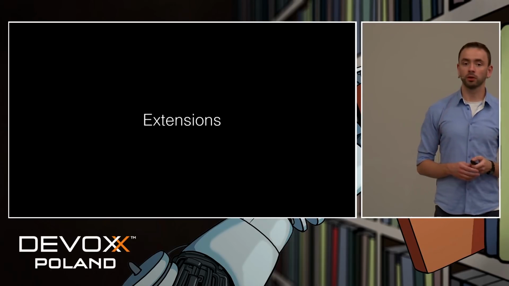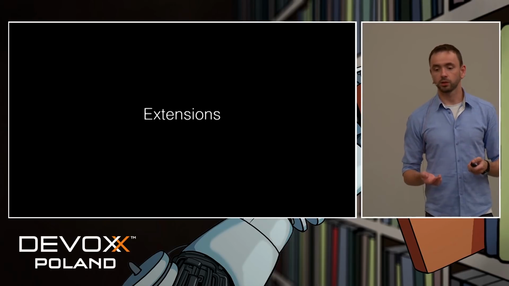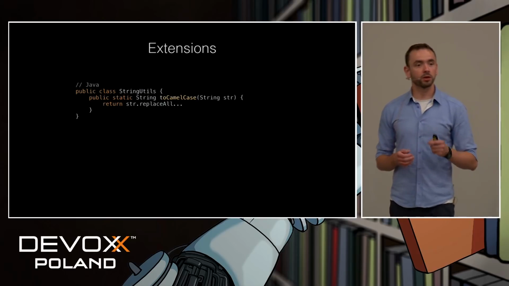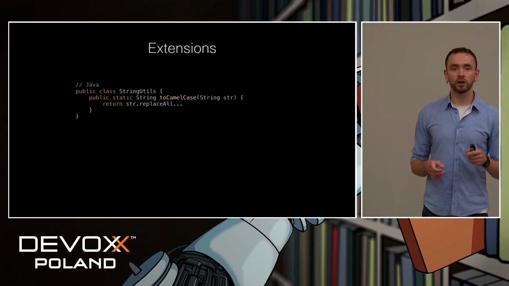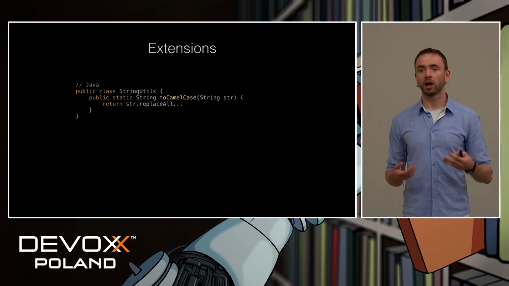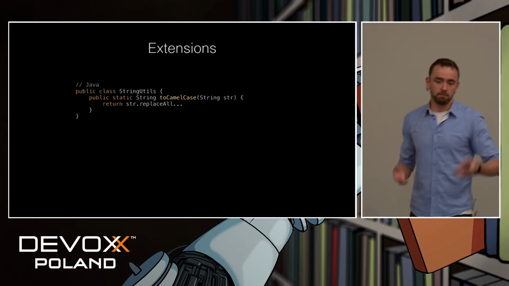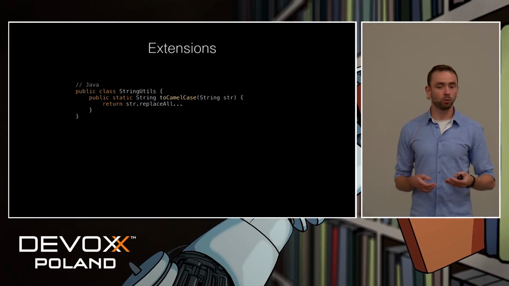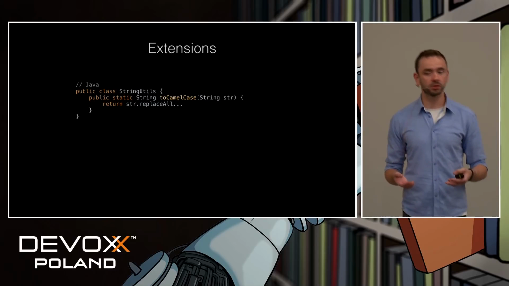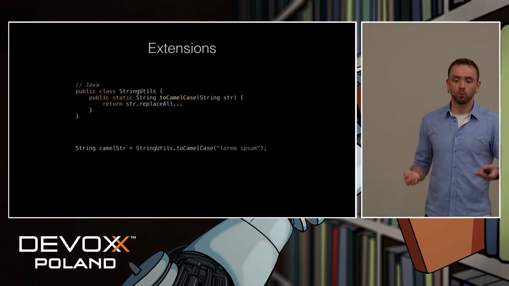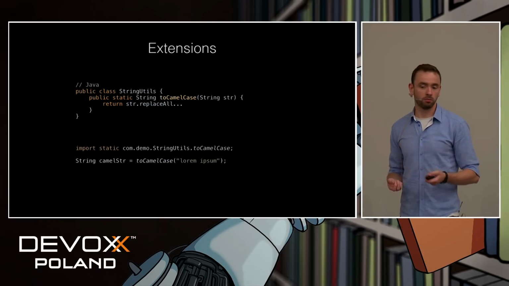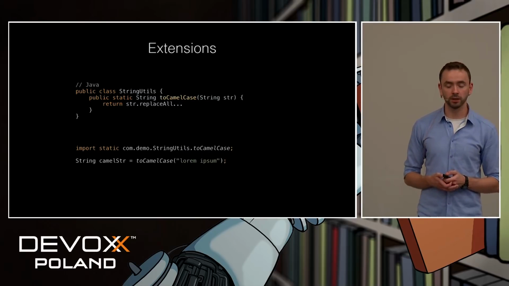Another great feature of Kotlin is extensions. So let's consider the following example. We need a simple way of converting all our strings into camel case. The standard way in Java would probably be to create some string utils, put a static method in it, and then we could use it like this, or maybe like this with import static, right?